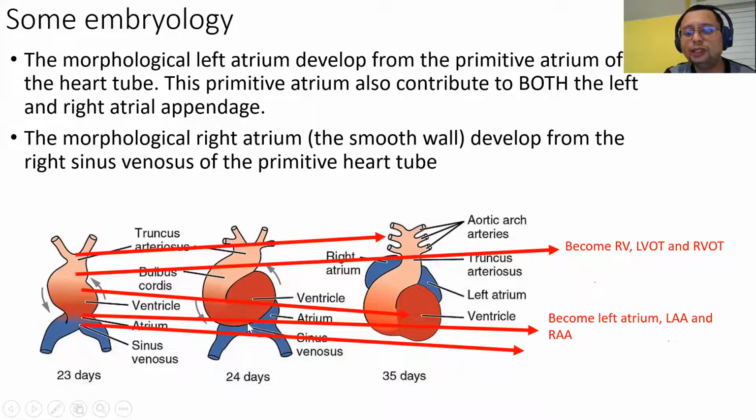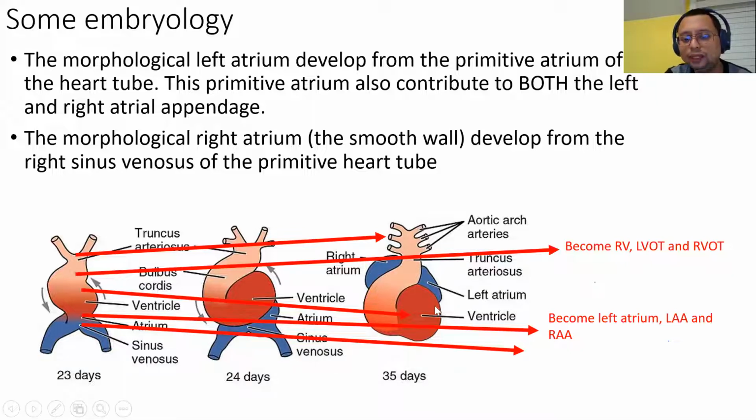In a normal looping, what we call a D-loop ventricle, the left ventricle continues to be on the left side and the right ventricle continues to be on the right side. However, there is an abnormality in embryological development in which you can have an L-loop ventricle, in which the ventricles swap places, so that the left ventricle is on the right side and the right ventricle is on the left side. That is called L transposition of great arteries.